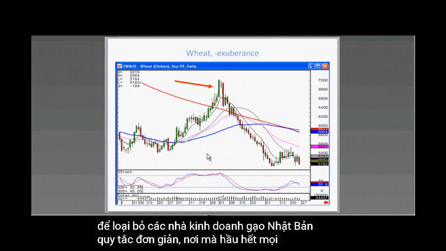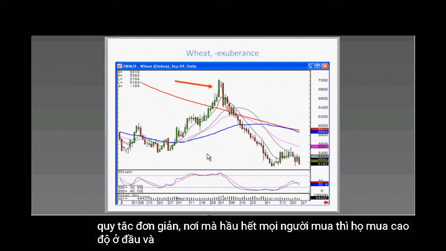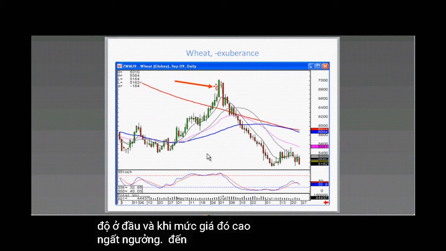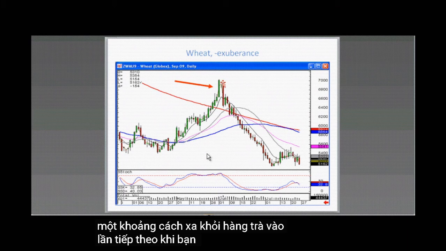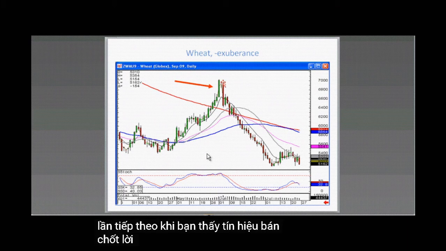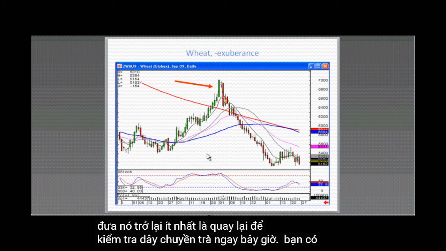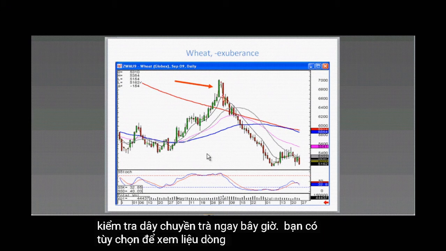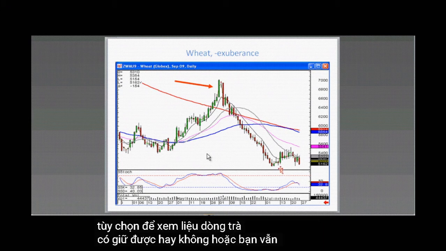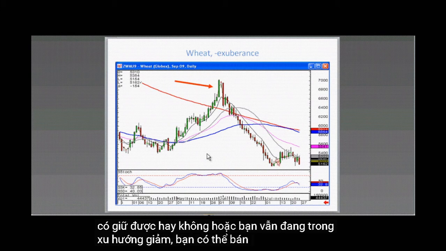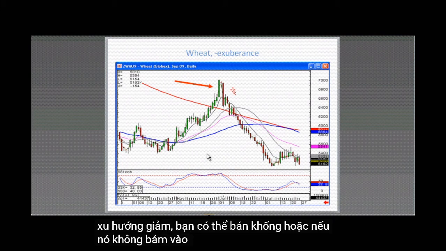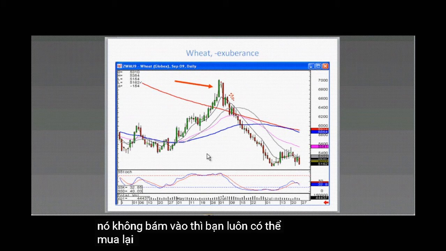Japanese rice traders, simple rule. Where do most people buy? They buy exuberantly at the top. And when that exuberance comes in and it pulls you a good distance away from the T-line, the next time you see a sell signal, take profits, because the probabilities are extremely good that they're going to bring it back to at least test the T-line. Now you've got the option of seeing whether the T-line holds or whether you're still in a downtrend and you can go short. Or if it holds and does a J-hook, you can always buy back in.